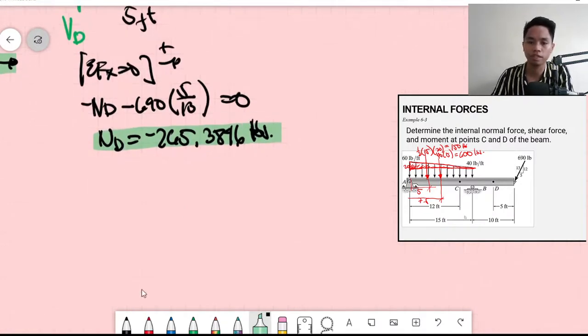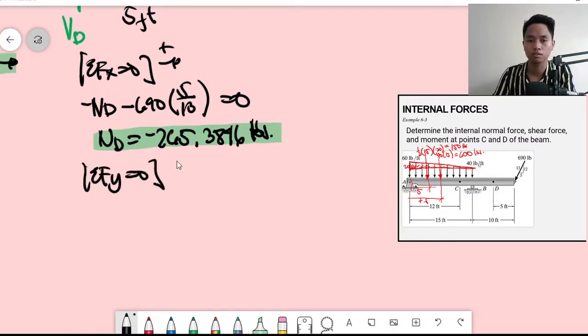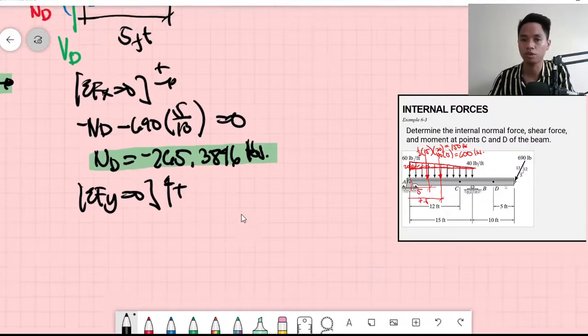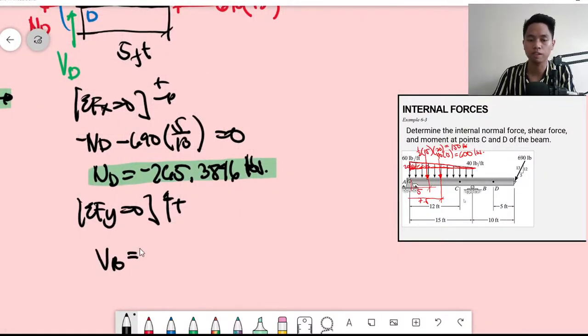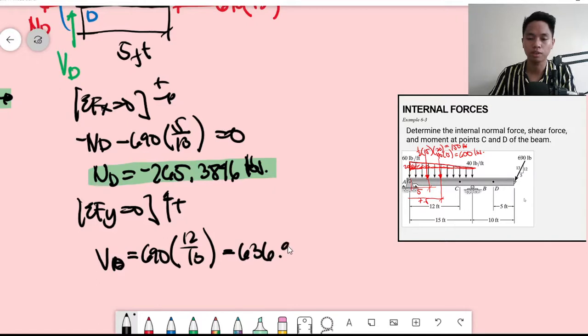How about your shear at D? That is simply summation of forces Y equal to 0. The upward forces are positive. What are the upward forces? Just two: the shear at D, VD, minus 690 multiplied by 12 over 13. So VD is equal to 690 multiplied by 12 over 13, which is 636.923 pounds.